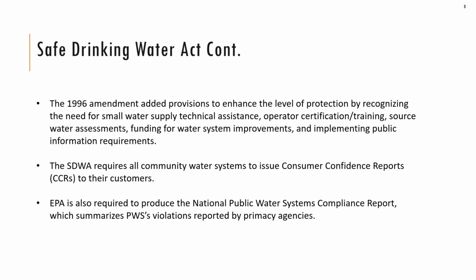The SDWA also requires EPA to produce a National Public Water Systems Compliance Report, which is a publicly available annual report that summarizes public water system violations which were reported by the state primacy agency. So it's all those violations that were sent to the state, which were sent to EPA and consolidated into a single report.